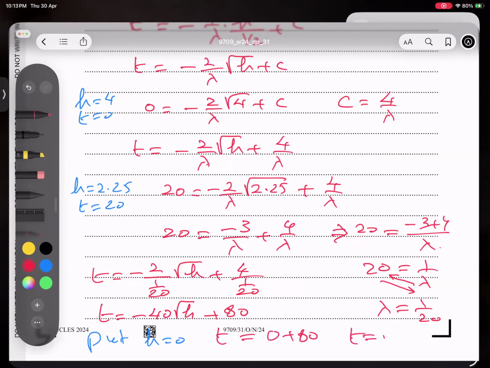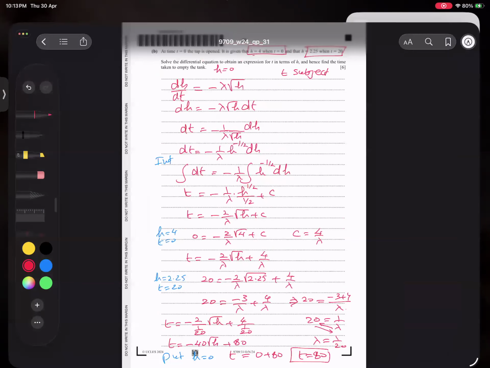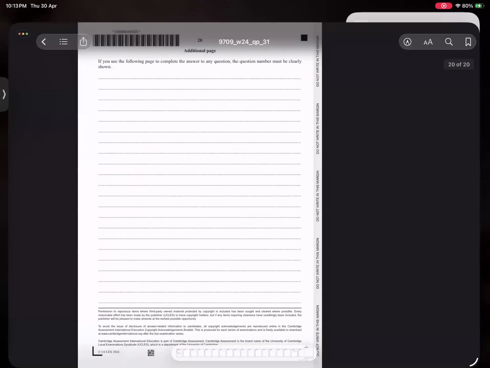So I hope the concept is very clear and we have done it, and the question is completely over. And the paper is completely over.